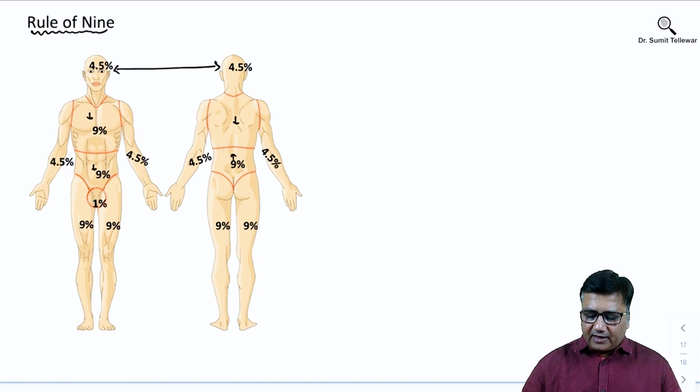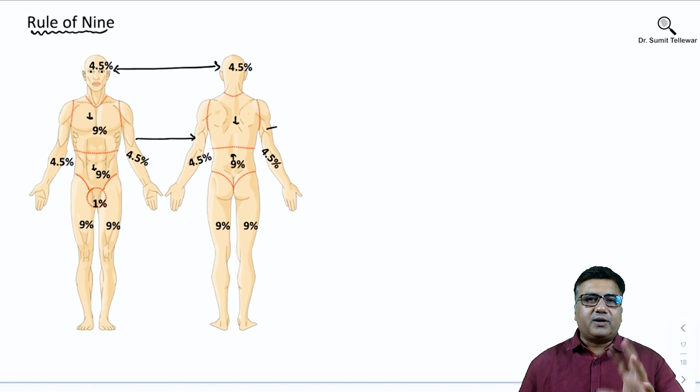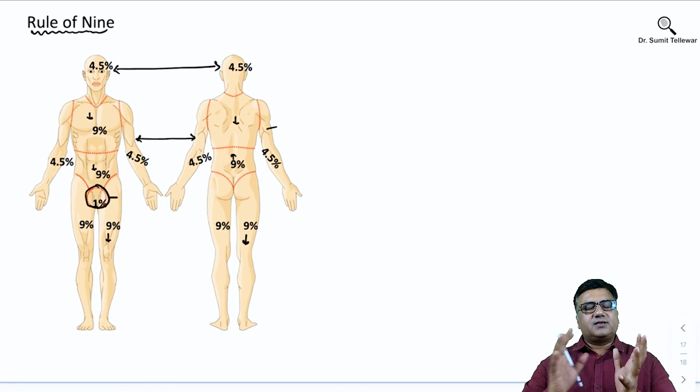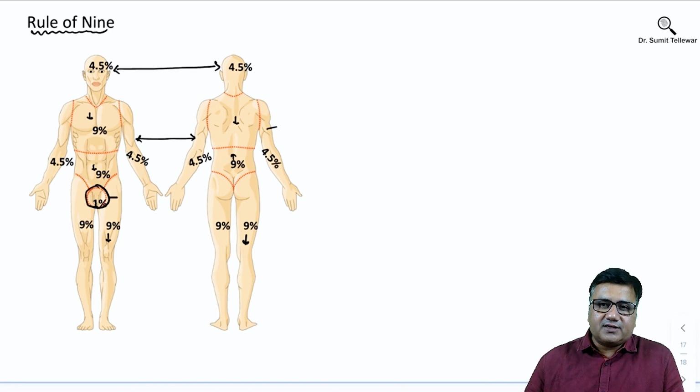So front of upper limb is 4.5, back of upper limb is 4.5. So upper limb completely is 9. And then front of lower limb is 9, back of lower limb is 9. So total 11 nines, and 1% is given for genitalia. That makes 100% total body surface area.